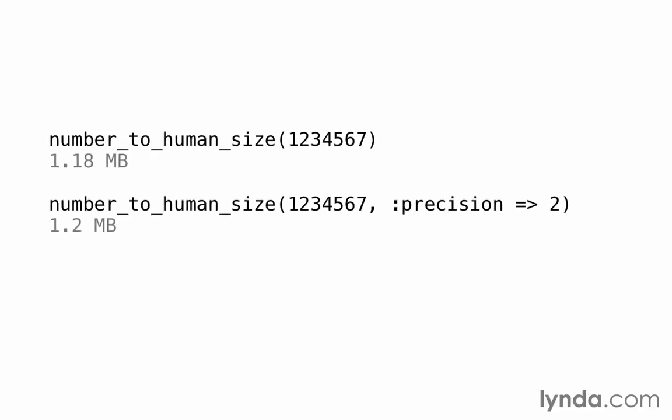number_to_human_size is useful for working with data or with files, because the first argument that we pass in is the number of bytes that we want to convert. So it takes the number of bytes and returns a human readable expression of either kilobytes, megabytes, gigabytes, or terabytes, and so on. So for example, if we passed in 1024, we'd get back 1 kilobyte as a response.